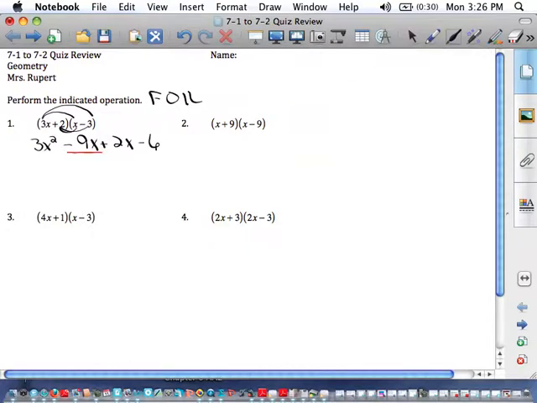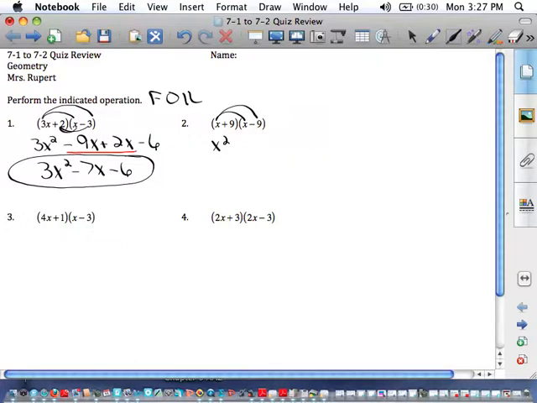I'm going to combine like terms. Remember, if you use FOIL, they'll be the two center terms. So 3x squared minus 7x minus 6. That's your answer. Next one, again, first, x times x gives me x squared.